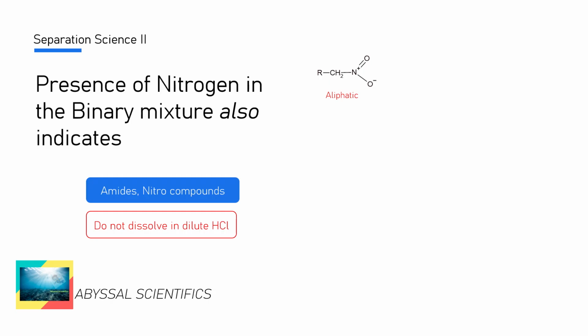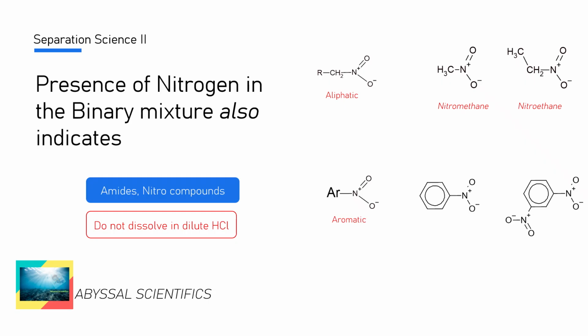The nitro compounds examples are aliphatic nitro such as nitromethane and nitroethane. For aromatic nitro compounds, we have nitrobenzene, meta-dinitrobenzene. These are very few examples of nitrogen containing compounds which are present in the binary mixture, the presence of which is confirmed by the presence of nitrogen tested by an inorganic test, the Lassaigne's solution test.